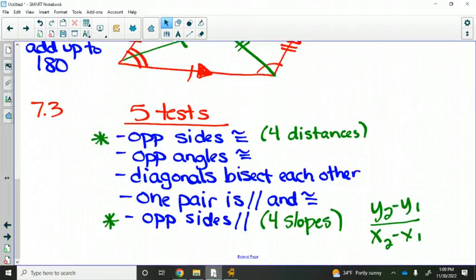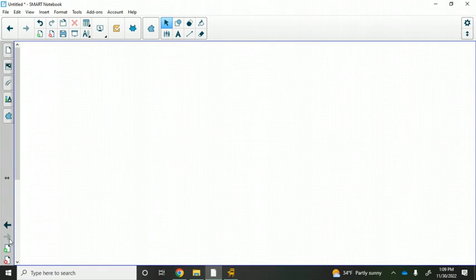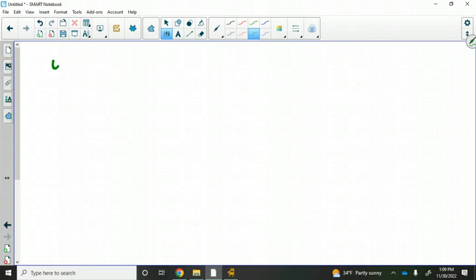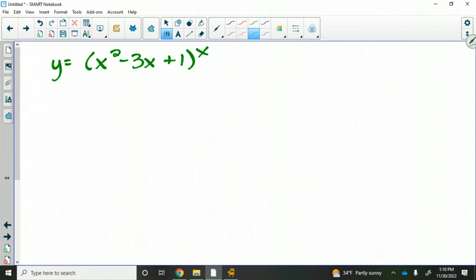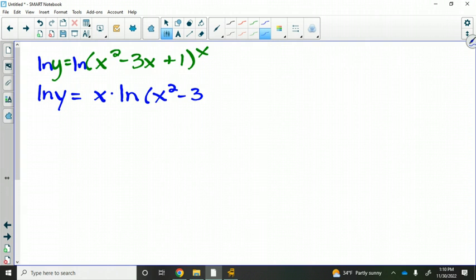So I'm going to switch screens and I'll just write the problems up here that we're going to solve. The first one we're going to go for on this page is y equals x squared minus 3x plus 1, to the x power. Now there's that variable in the power, which means we have to put a natural log in. So we'll put a natural log on both sides, and that means we can bump the x down to the front. So natural log of y equals x times the natural log of x squared minus 3x plus 1.